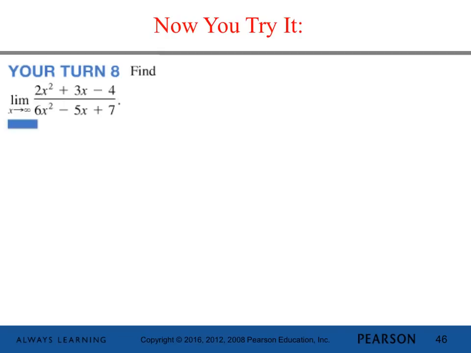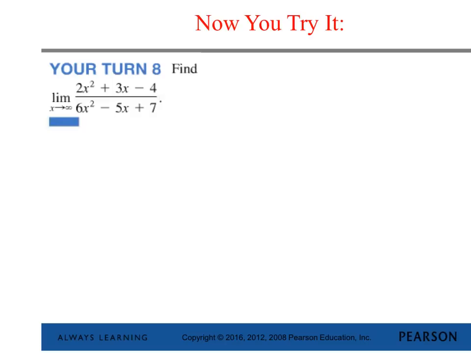So you have one to try now. This is your turn 8. Remember that you want to divide through by the highest power of x in the denominator, and that's going to be x squared. So you finish this one. Hit pause, and go to the next slide when you're finished.